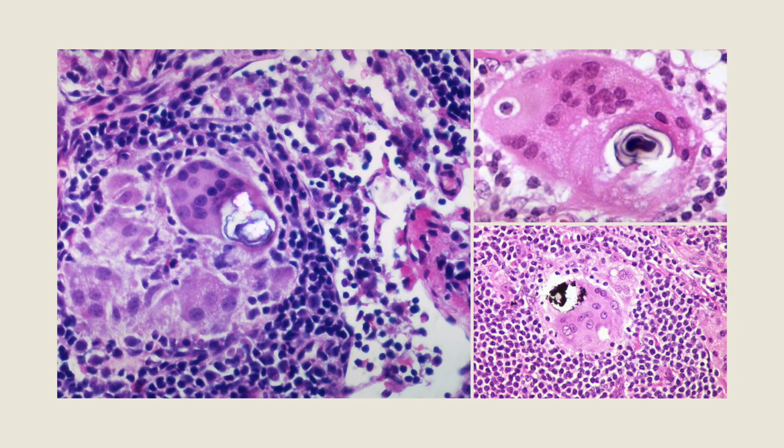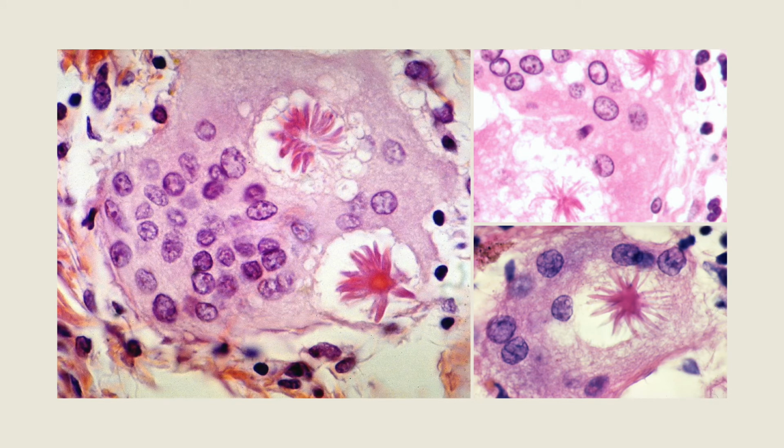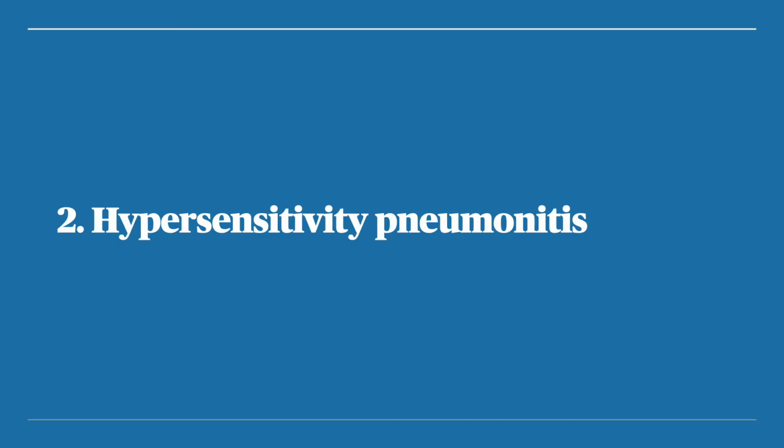And here are some pictures of Schaumann bodies. You can see how they look. This is the classic appearance of a Schaumann body. And this is an asteroid body. This one looks pretty badass. It's like a star. It looks kind of cute, like a starfish. Obviously, the disease is not cute, but the histology looks kind of interesting. And by the way, that concludes sarcoidosis.